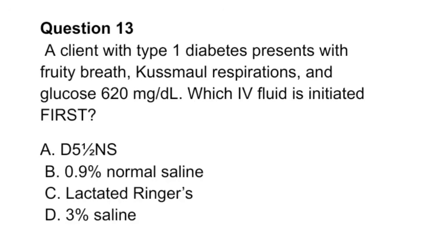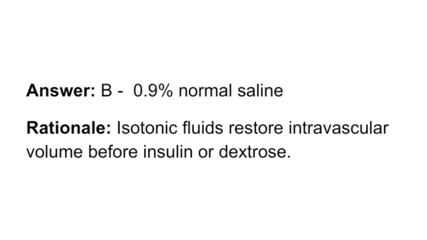Question 13. A client with type 1 diabetes presents with fruity breath, Kussmaul respirations, and glucose 620 milligrams per deciliter. Which IV fluid is initiated first? A. D5 1/2 NS. B. 0.9% normal saline. C. Lactated Ringer's. D. 3% saline. Answer. B. 0.9% normal saline. Rationale. Isotonic fluids restore intravascular volume before insulin or dextrose.